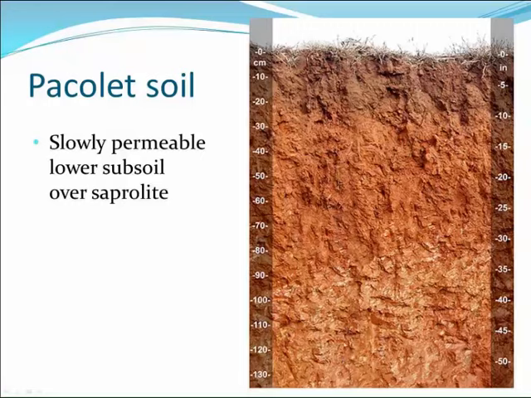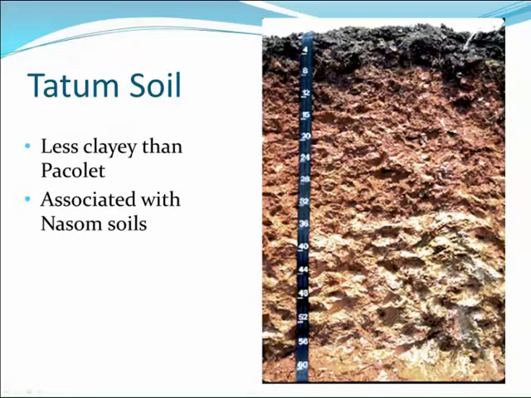Down in the saprolite are clay flows, and that's where the roots will follow the soil down between the pieces of saprolite. The soil above the saprolite is very similar to that in the Cecil. It's just not as deep. This is the Tatum soil. This is a moderately deep version of the gneiss soil. So Pacolet is a moderately deep version of Cecil, and Tatum is a moderately deep version of Nason.